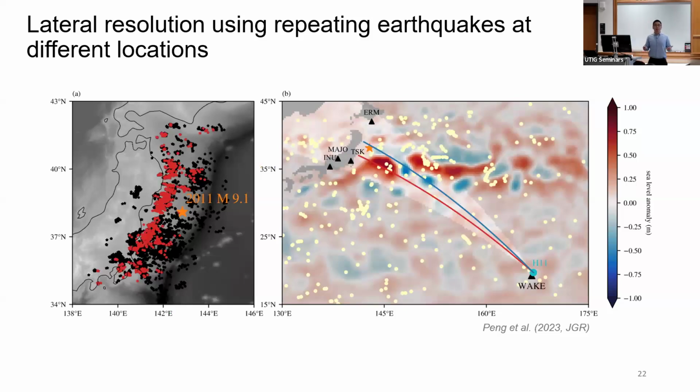We can also do horizontal tomography. For example, in this published paper, this is Japan, and we have the repeating earthquakes, red stars. We took the data observed at this hydrophone H11, and we divided this data using their azimuths from north to south. So we have a number of azimuths. For each of these azimuths, we measure the data, do the inversion and get the temperature change. So this is the horizontal resolution.